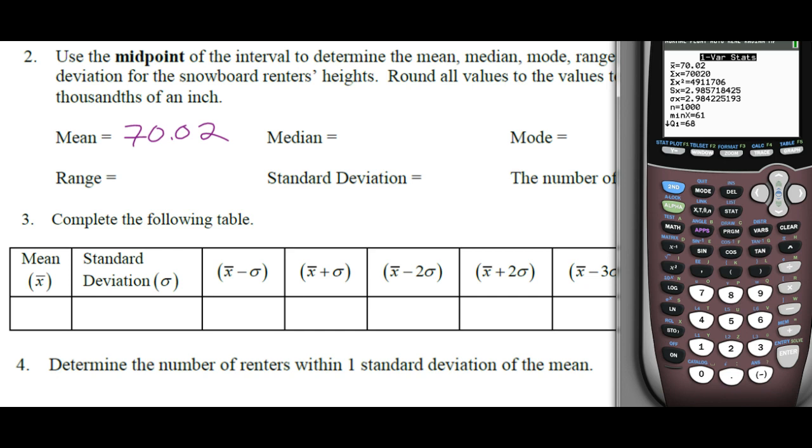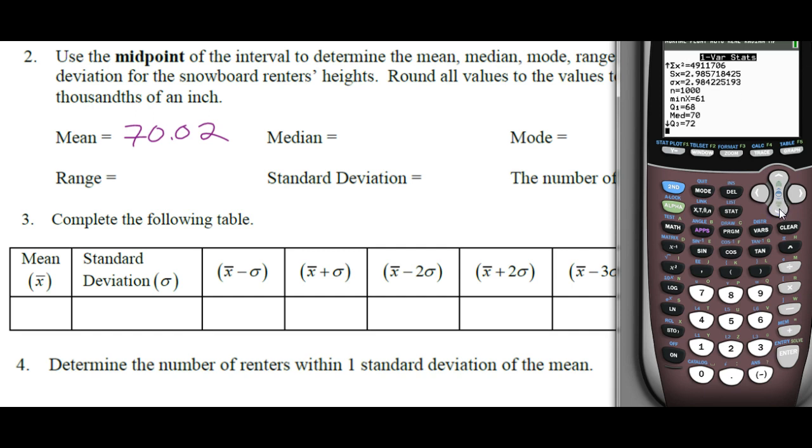Like what you don't want to see for the n value is something like 20, right? Because that would just be your height. What it would mean is you didn't tell the calculator that L2 is your frequency list, right? So use the n value to check.